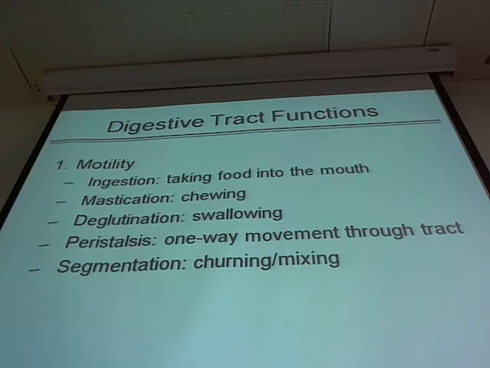Digestive tract functions. You have motility: ingestion in the mouth, mastication, chewing. Deglutination is your swallowing. Peristalsis, one-way movement through the tract, down the esophagus, through the stomach, through the small intestine, through the large intestine, and out. Segmentation, churning and mixing, is part of your peristalsis. Some of your peristalsis moves it through, some of it just mixes it. Segmentation is the mixing in the intestines and in the stomach.